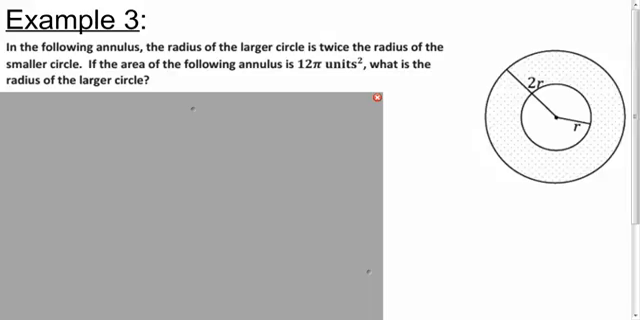So here's an algebraic application. I'd like you to try to write an equation that describes this situation. We don't know what the radii are, but we know the relationship and we know the area. So try that and I'll show you my equation.